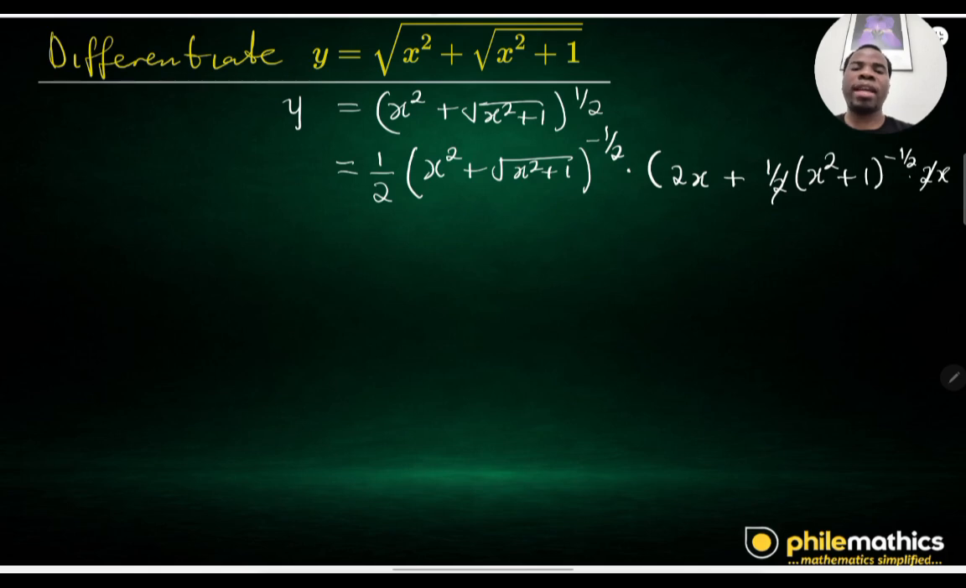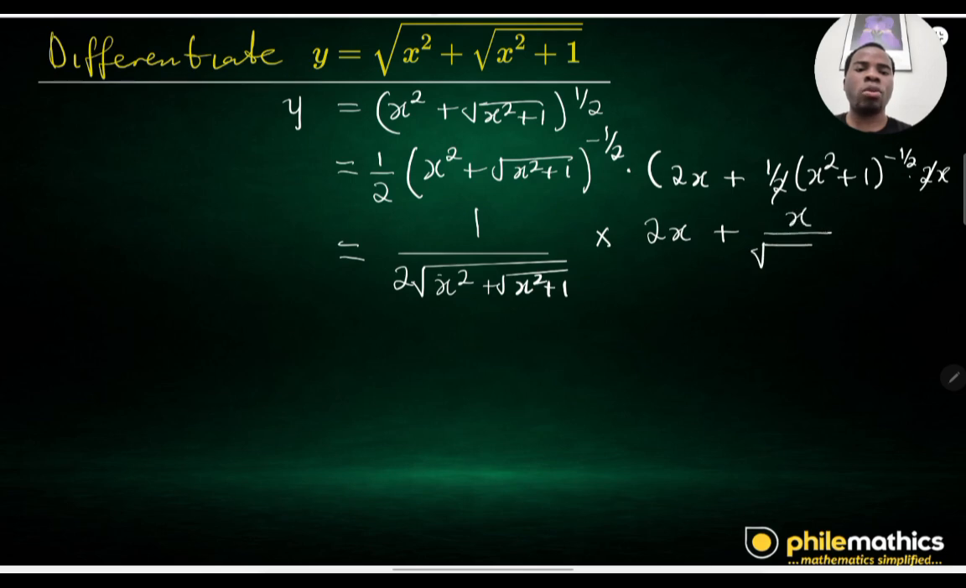And so now we can rewrite things in proper way. This is the same as 1 over 2 square root of x squared plus square root of x squared plus 1. And what we have here is the same as 2x plus x over square root of x squared plus 1.